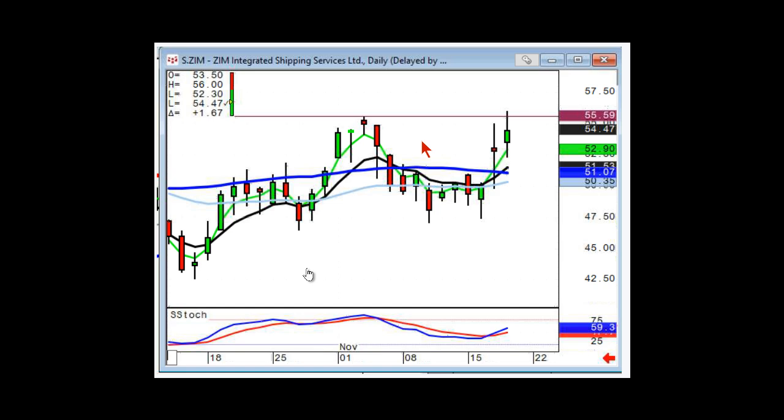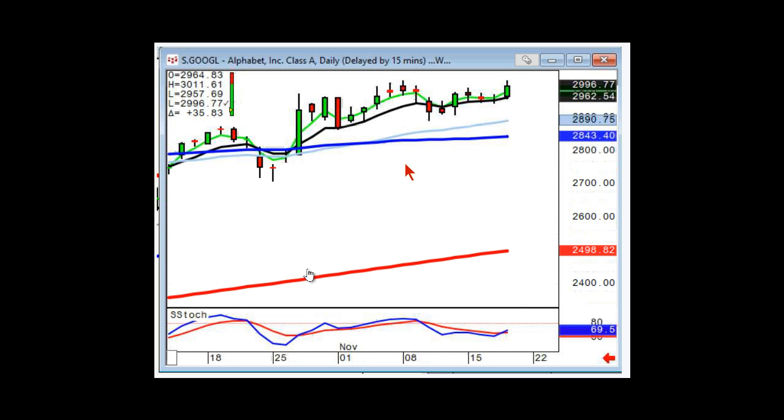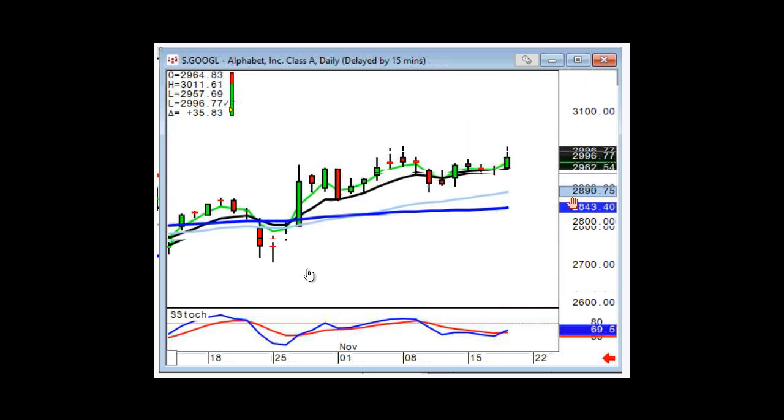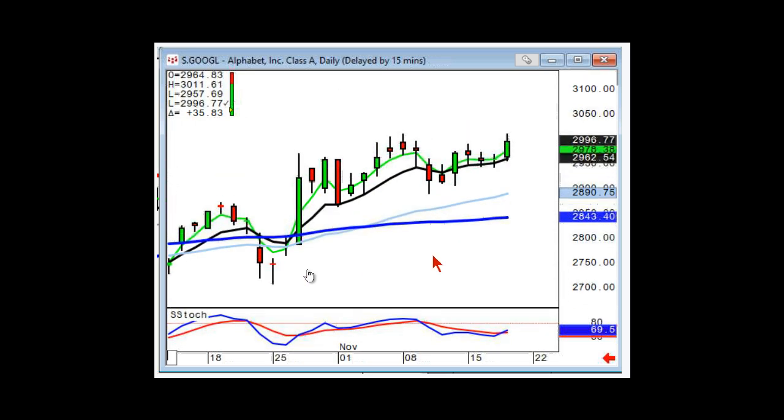We did Visa, Goog. You can stay long on this one, as long as it stays above the T-line. Now, you usually don't trade this one because it doesn't have big percentage moves unless you're trading option strategies.